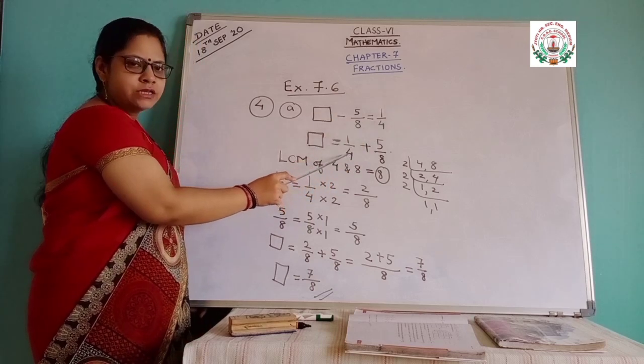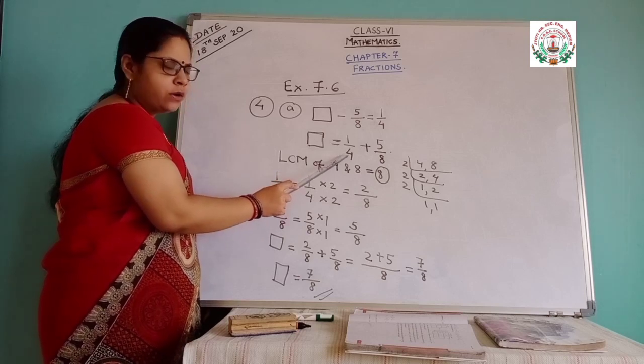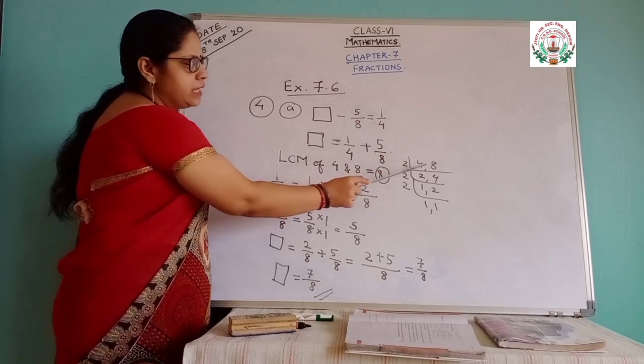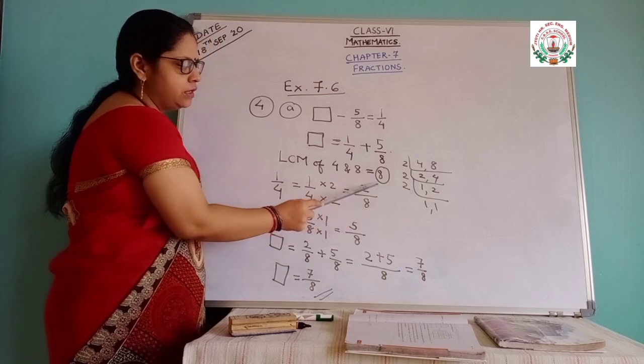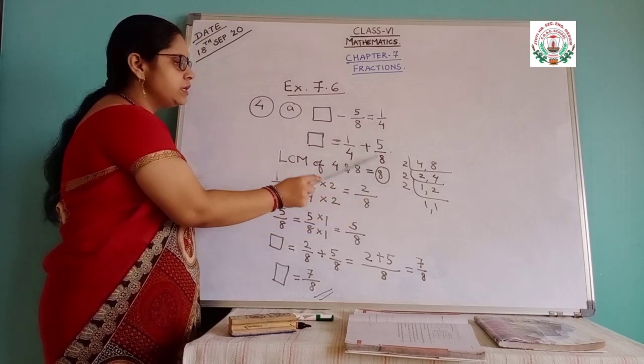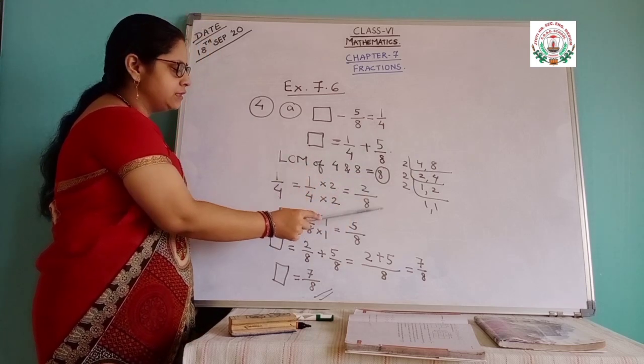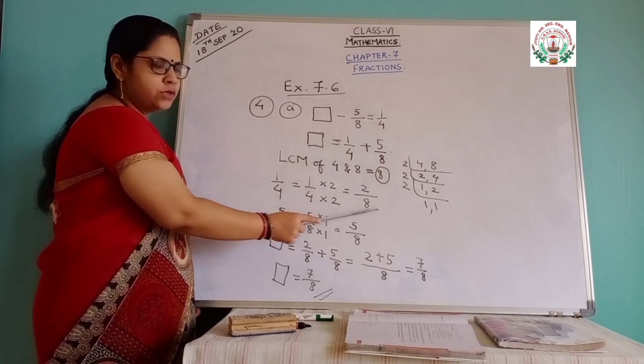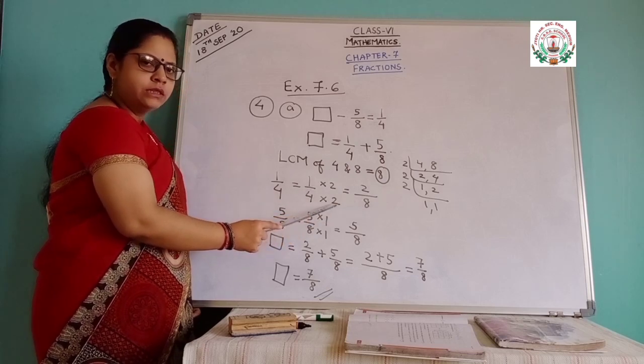Now it is simple addition, what we did in question number 1 and all. So we took the LCM of 4 and 8, and we got the LCM equal to 8. Now changing the denominators equal to the LCM, how will this 4 be changed to 8? By multiplying by 2 in the denominator.